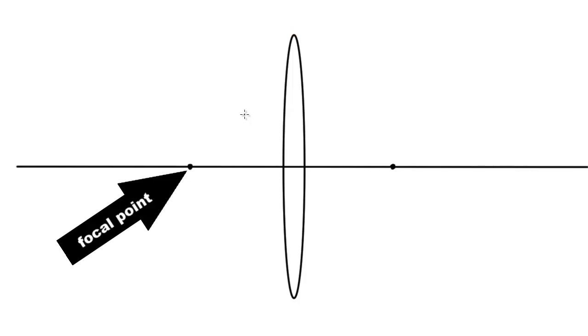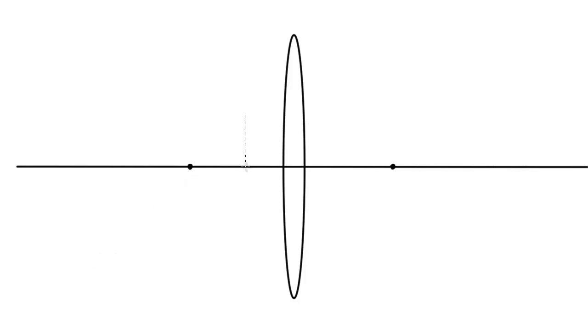So I'm going to take my object and I'm going to try to draw it here so it's inside the focal length. And let's put a little tip on it so we know it's an arrow. Now the secret to this is you really only need two rays to make an image.